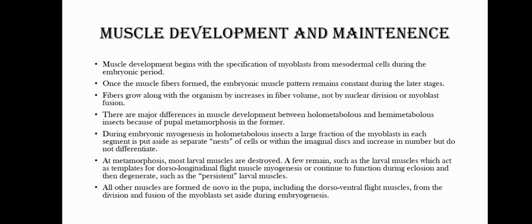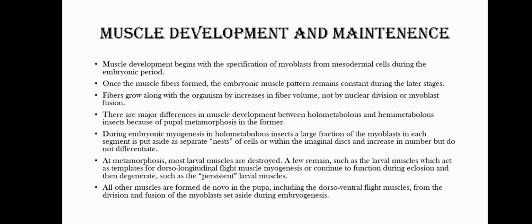When the muscle fibers are formed, that embryonic muscle pattern remains constant during the later stages of insect development. The fibers grow along with the organism by an increase in fiber volume, not by nuclear division or myoblast fusion. There are major differences between muscle development in holometabolous and hemimetabolous insects because of the pupal life in holometabolous insects.